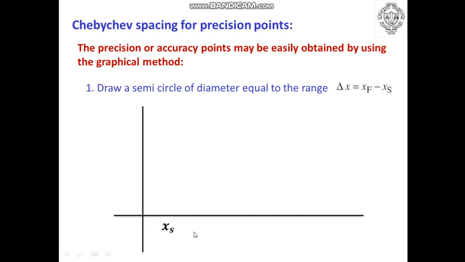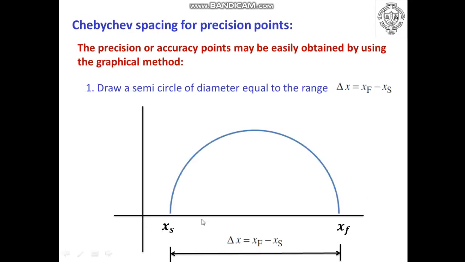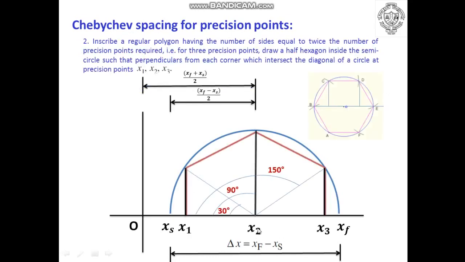So xs is considered as the starting point of displacement of input crank and xf as the finishing point of displacement of input crank. So obviously the range is considered as del x is equal to xf, that is the distance is measured from the origin. This point is considered as the origin. So xf minus xs will give you del x. So now let us draw a semicircle with the diameter equal to del x.